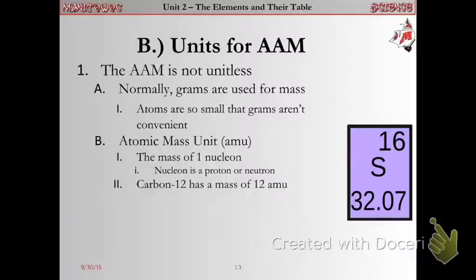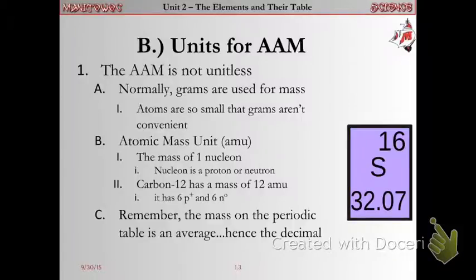So, for instance, carbon-12 has an atomic mass of 12 AMUs. And this should make sense, because every single isotope ever for carbon has 6 protons, and in this case, this isotope has 6 neutrons. So that's 6 AMUs for the protons and 6 AMUs for the neutrons. You add them together, and so the mass here is 12.